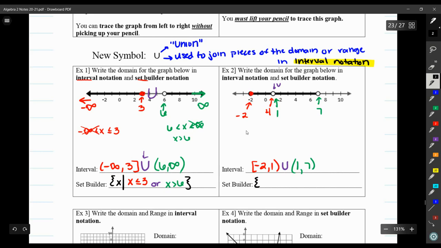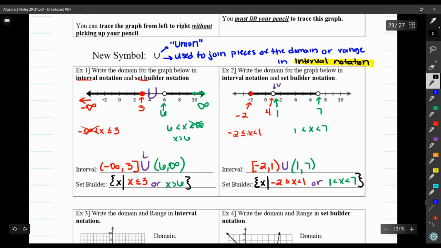So we would have the curly brace, x such that, then we would have -2 less than or equal to x less than 1, okay? And there's no infinity there, so we can just write the entire thing. Then we have to jump, so write the word or, and then on the right we would have 1 less than x less than 7, and I don't see an infinity there either. And then that's it.